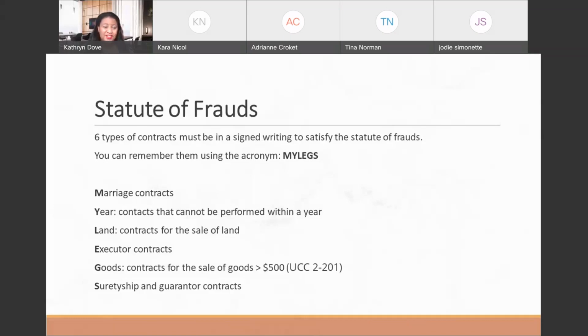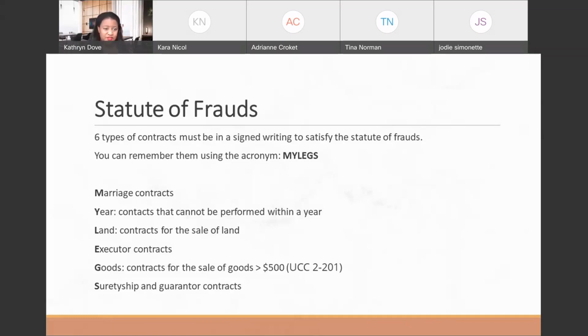So for that reason, contracts that can't be performed within a year must be in writing to satisfy the statute of frauds. And again, the statute of frauds is codified in every state. It is a statute written by the legislature in a code book. Land is rare. Every parcel of land is deemed very special and rare.